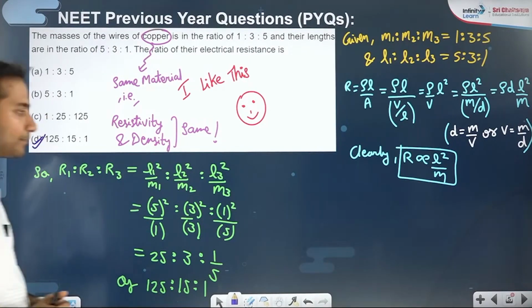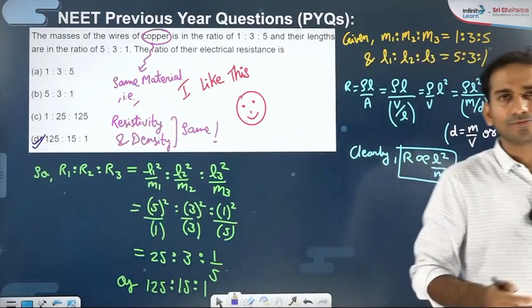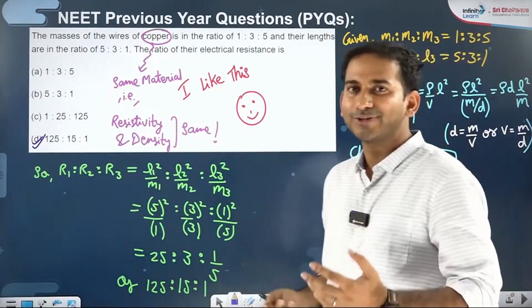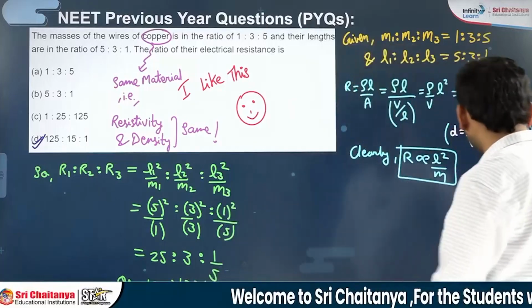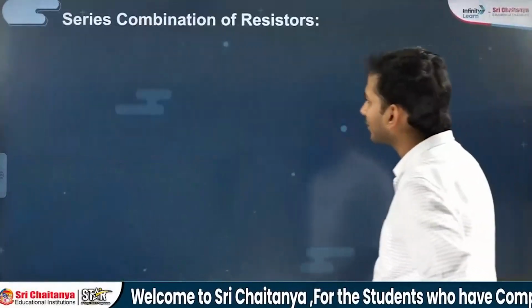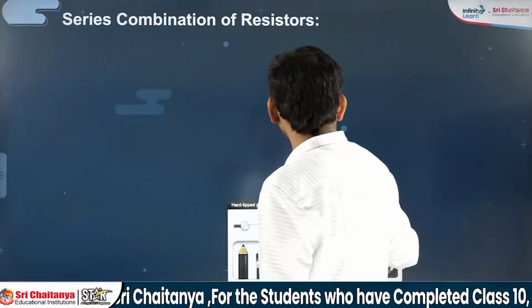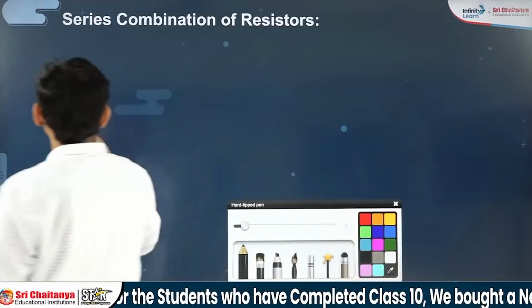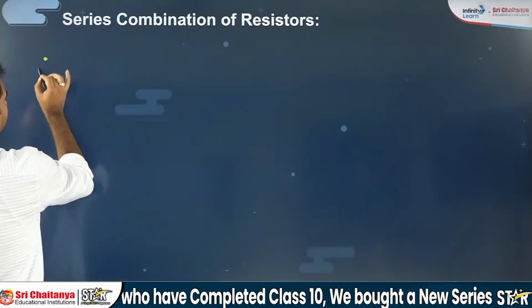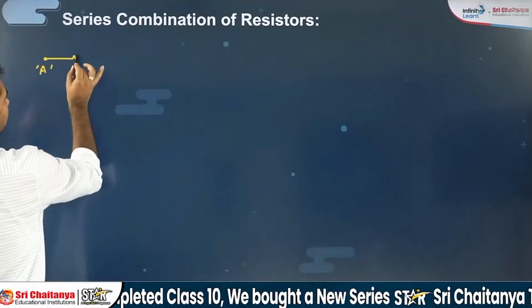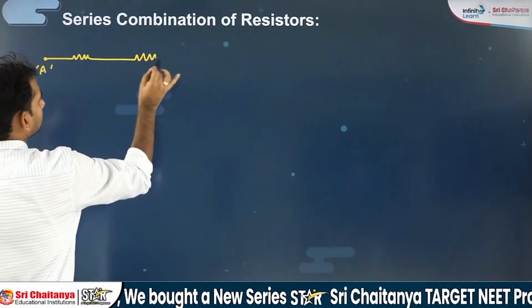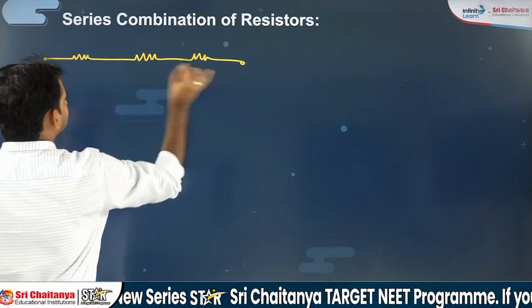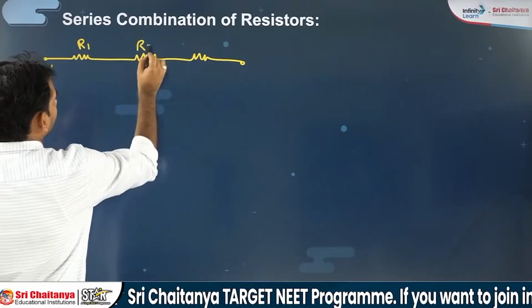Okay? Yeah. So we have done some 2-3 questions from the PYQs already. Let's move on to another topic now. Let's try to learn something more. Series combination of resistors. How does it look like? So between 2 points A and B, suppose we have 3 resistors like this, R1, R2, R3.